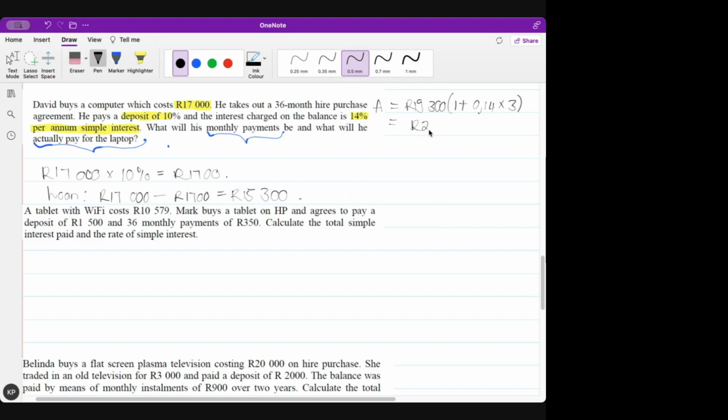21,726. 726. Great. But before we do that, Narisha, we first have to figure out the monthly repayments. Remember, the monthly repayments do not include the deposit. So I'm first dealing with what his monthly repayments will be, and then I'll move on.